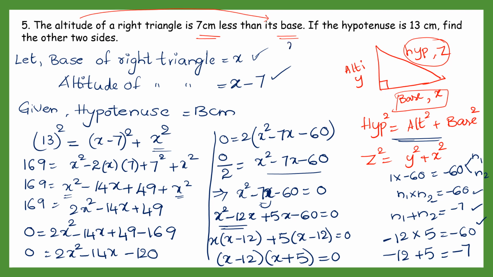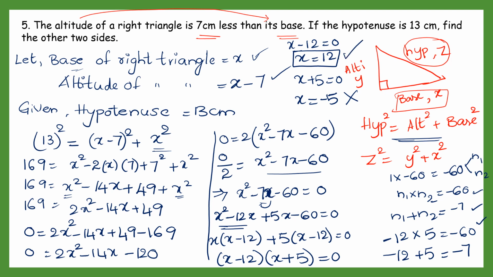Now x minus 12, if we equate x minus 12 to 0, what do you get? x is equal to 12. This is one answer. And if x plus 5 is equal to 0, what is x? x is equal to minus 5. What is x here? x is the base of the right triangle. Base means that is the length. Length will never be negative. So you can't take this value of x. x will not be negative because it is the base of a right triangle.